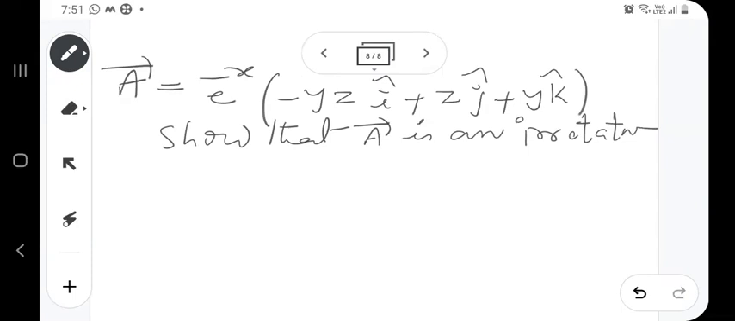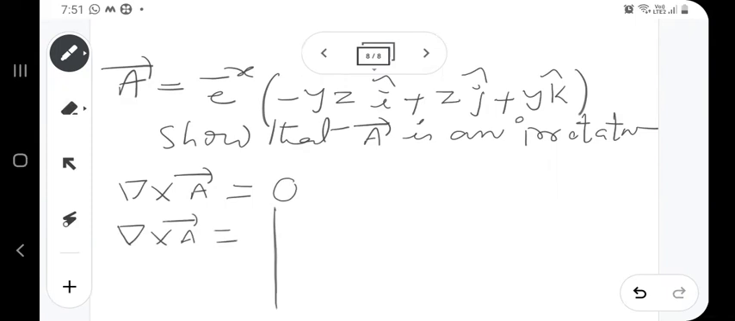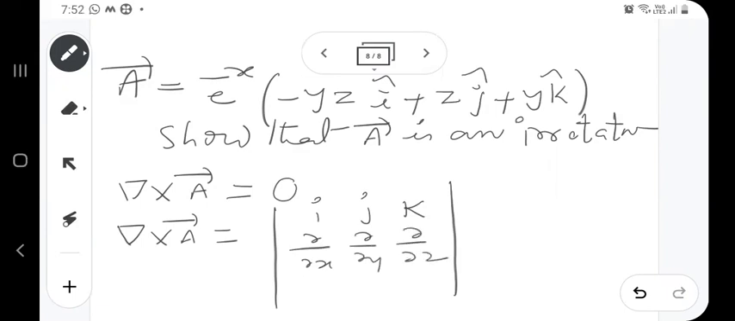So we know the condition required for the given vector to be irrotational: its curl value must be equal to 0. Del bar cross A bar should be equal to 0. So let us find del bar cross A bar. If it is equal to 0, then we can say that it is an irrotational vector. i, j, k; dou by dou x, dou by dou y, dou by dou z; the x component of this given vector is e power minus x minus y z.